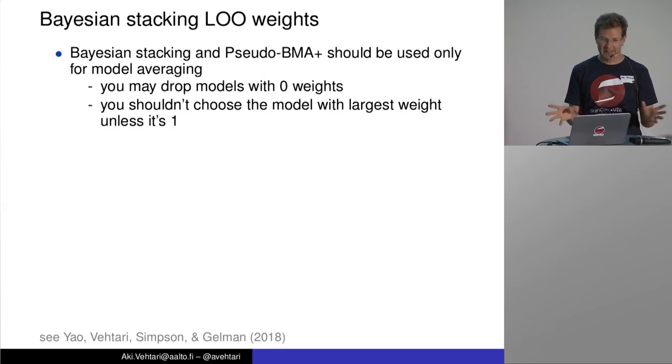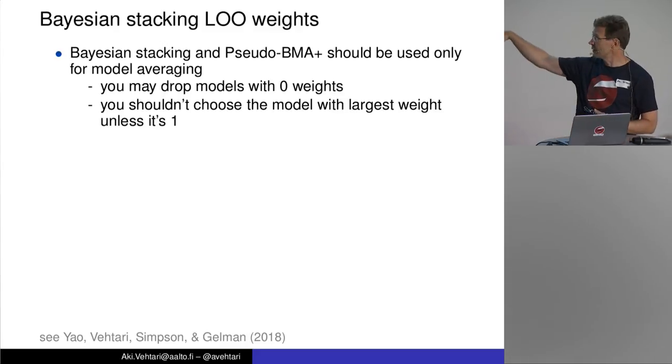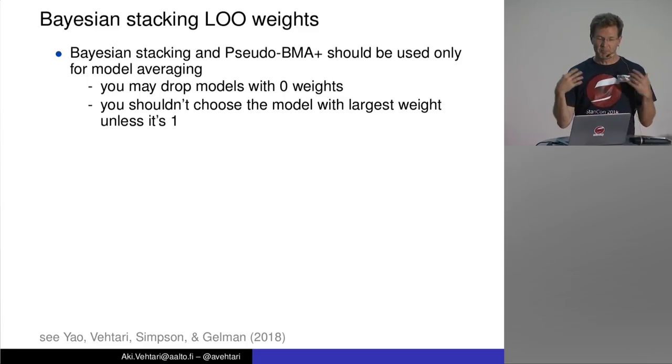Just one slide about Bayesian stacking, LOO weights. They are useful for doing model averaging in case of Stan when it's difficult to compute marginal likelihoods and do the usual BMA, or if we assume model misspecification, as you can read in that paper. Don't use these LOO weights or Bayesian stacking weights for model selection. You can drop models which get zero weight, but if you have uncertainty, I would prefer that you don't choose one which has the weight 0.9. You should combine the model with 0.9 weight and the one with 0.1 weight.